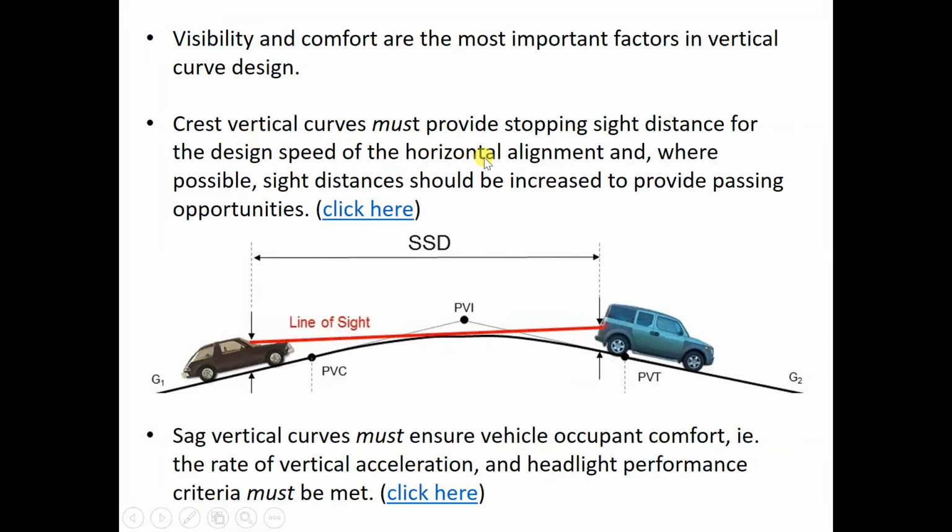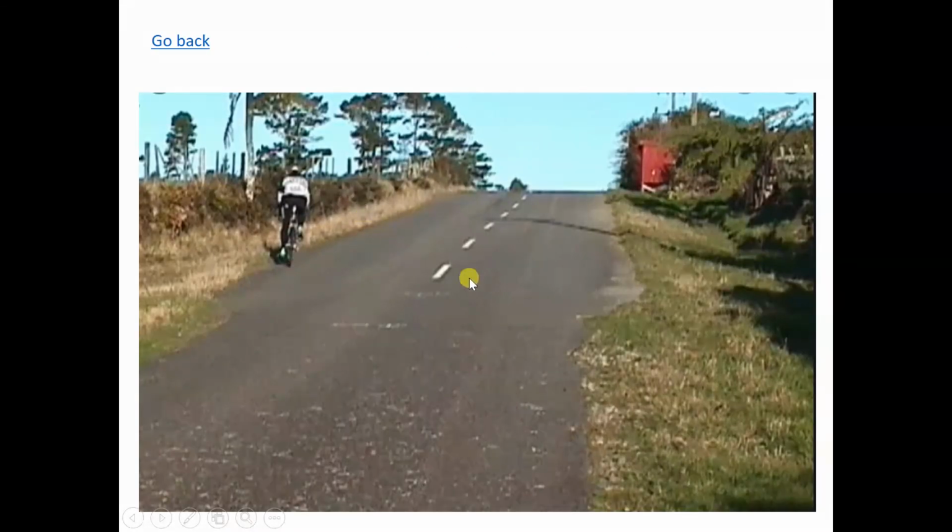Crest vertical curve must provide stopping sight distance for the design speed of the horizontal alignment. Where possible, sight distance should be increased to provide passing opportunities. So the sight distance is to provide adequate distance for stopping and also for overtaking. So this is a crest curve.